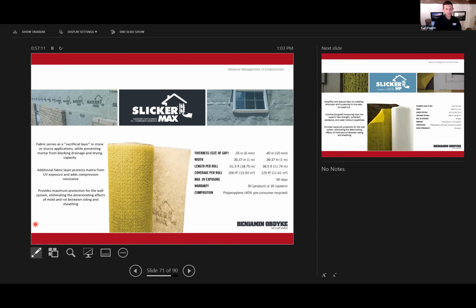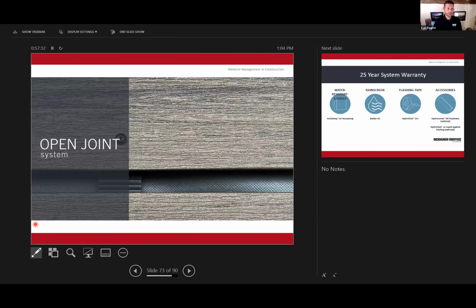But one of the other cool things that filter fabric does for us is it gives us great compression resistance, right? So if you're using a product like James Hardie or LP Smart Side or even a cedar bevel siding, having that extra compression resistance is really, really a nice feature. Just helps everything lay on the wall really, really nicely. So those are our rain screen systems.